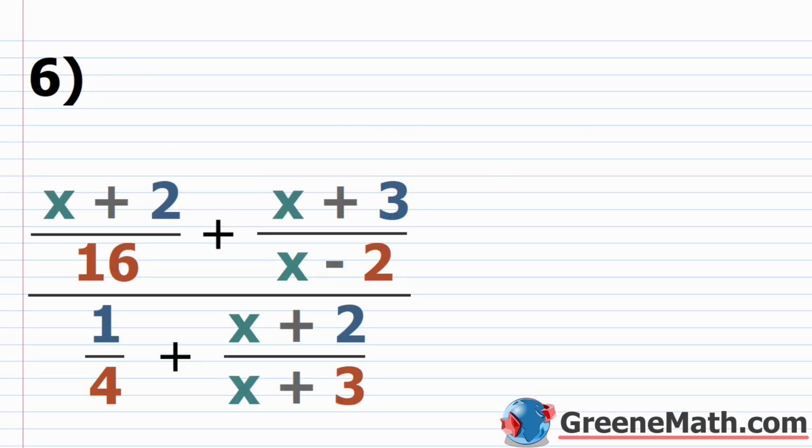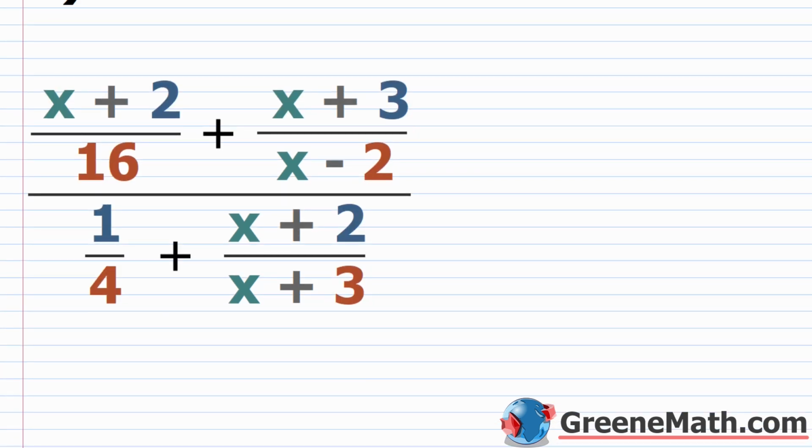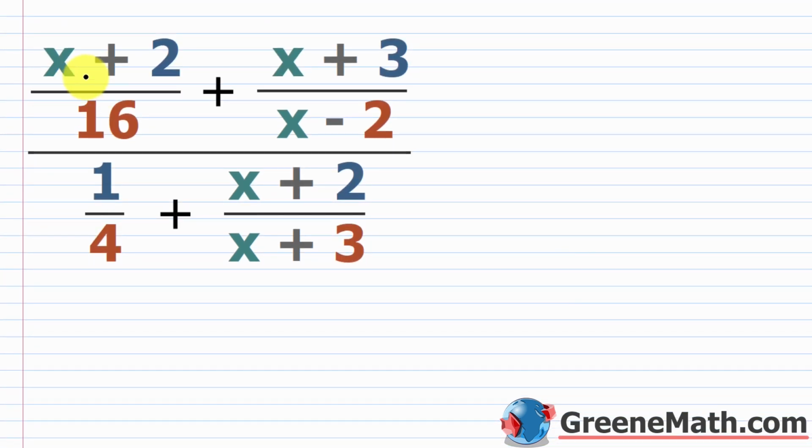All right, let's look at problem number 6. So this is one that gives people a lot of trouble. So we have x plus 2 over 16 plus x plus 3 over x minus 2. This is over 1/4 plus x plus 2 over x plus 3. Okay, so the LCD here: you've got 16, x minus 2 and x plus 3. Between 16 and 4, you would use 16. And then x minus 2 and x plus 3 would just come in.